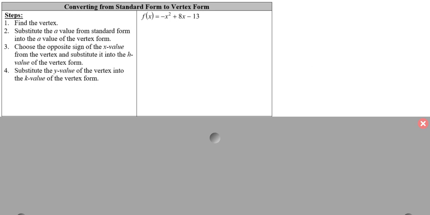Let me go ahead and pop up vertex form on the screen for you guys so you can see it here. One moment. All right, that looks lovely right there. All right, so we're going to just follow these steps. First thing, we're going to find that vertex.